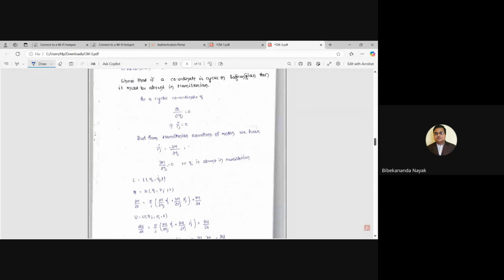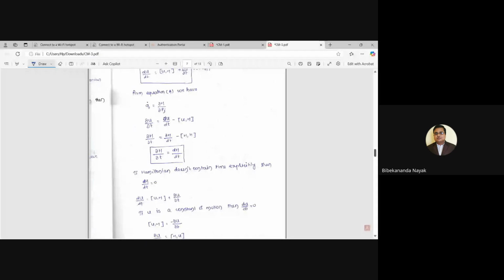Also, if a coordinate is cyclic in the Lagrangian, it must be absent in the Hamiltonian. Cyclic means it does not appear in the Lagrangian. If qj does not appear in the Lagrangian, we call it a cyclic coordinate. So del L by del qj is 0 if L does not contain qj, so that del L by del qj is equal to pj dot. So we got pj dot is equal to 0. But now from the canonical equation, we found pj dot is equal to minus del H by del qj, which implies del H by del qj is 0. So H does not contain qj. The question sometimes asks this, so you can show it like this.